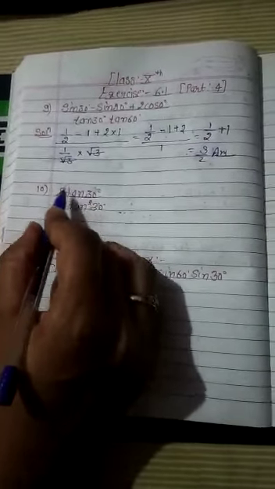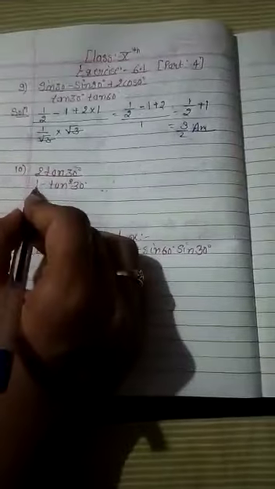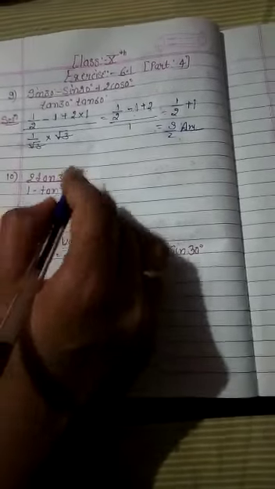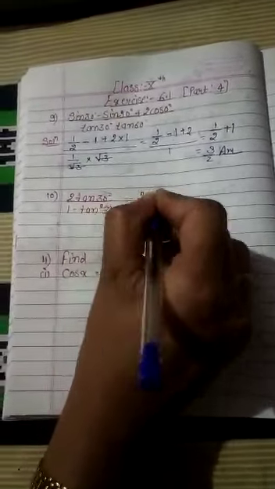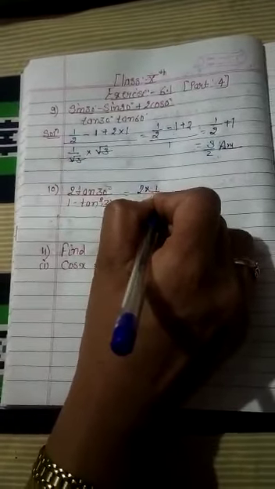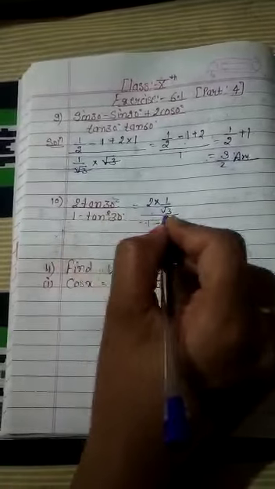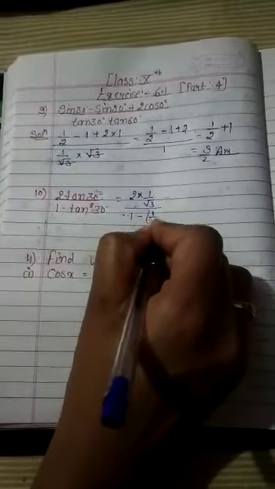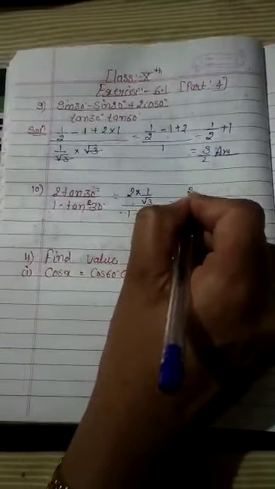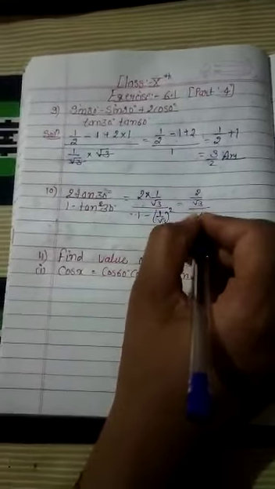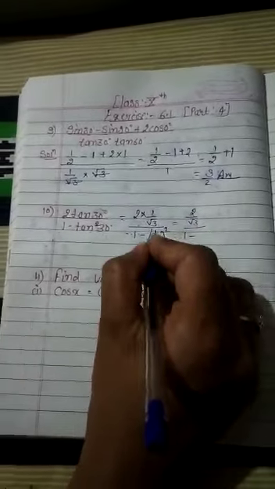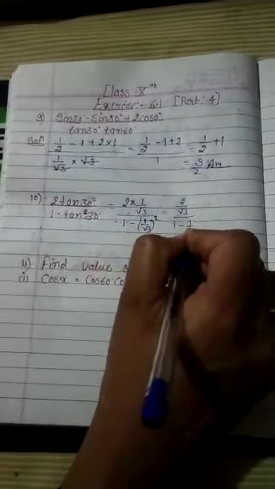Now next question, question number 10. 2 tan 30 degree upon 1 minus tan square 30 degree. Okay. 2 into the value of tan 30 is 1 upon root 3, upon 1 minus tan 30, which is 1 upon root 3. Here it is square, so we will put here square. Okay. Here is 2 upon root 3 in numerator, and in denominator is 1 minus the square of 1 upon root 3, which is 1 upon 3.